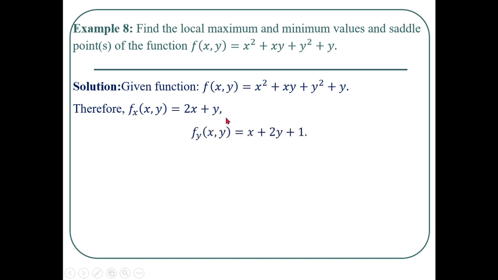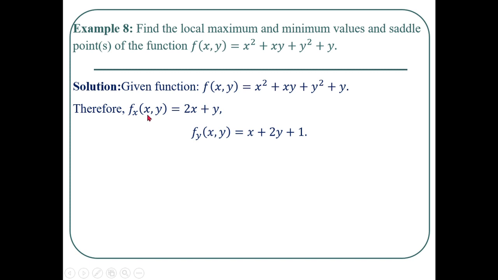Similarly, its partial derivative with respect to y becomes f_y(x,y) is equal to the derivative of x square, as it is independent of y, becomes 0, plus x into the derivative of y is 1, that is x, plus the derivative of y square is 2y, plus the derivative of y is 1. So the partial derivative of f with respect to y becomes f_y(x,y) is equal to x plus 2y plus 1.